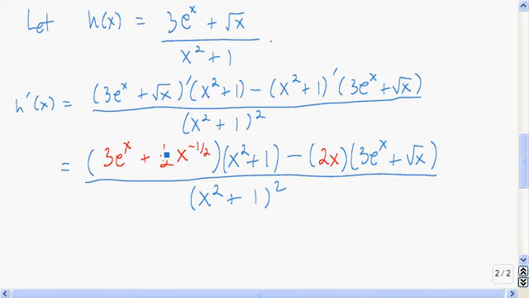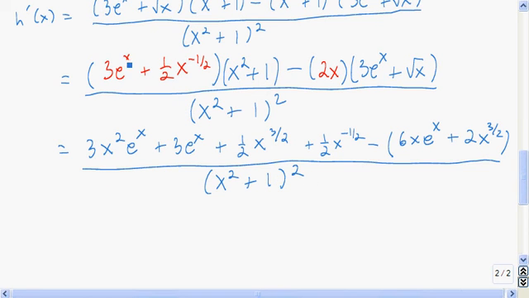Okay, now we should FOIL this out and multiply this. So we get 3e to the x times x squared is 3x squared e to the x, plus 3e to the x, plus 1/2 x to the minus 1/2 times x squared. When we're multiplying two powers of x, we add the exponents. So negative 1/2 plus 2 is 3/2. Then we have plus 1/2 x to the negative 1/2 times 1. So that's plus 1/2 x to the negative 1/2.